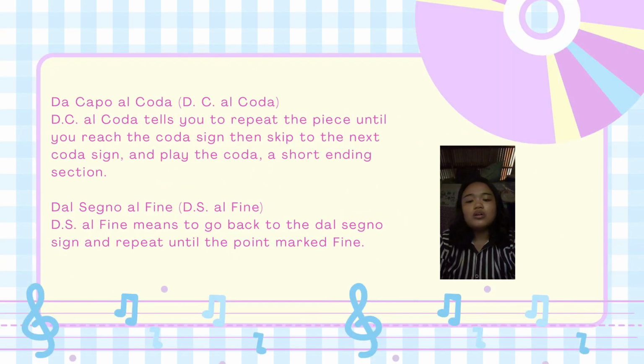Da capo al coda, or DC al coda. DC al coda tells you to repeat the piece until you reach the coda sign, then skip to the next coda sign and play the coda, a short ending section. Next, dal segno al fine, or DS al fine. DS al fine means to go back to the dal segno sign and repeat until the point marked fine.